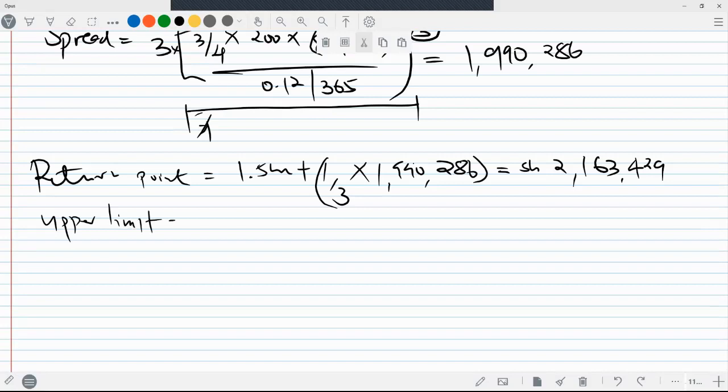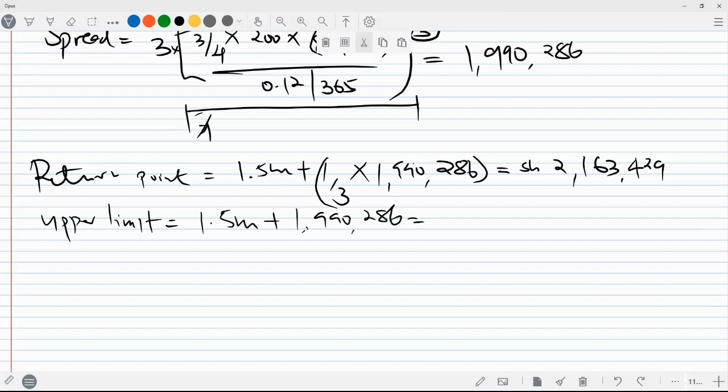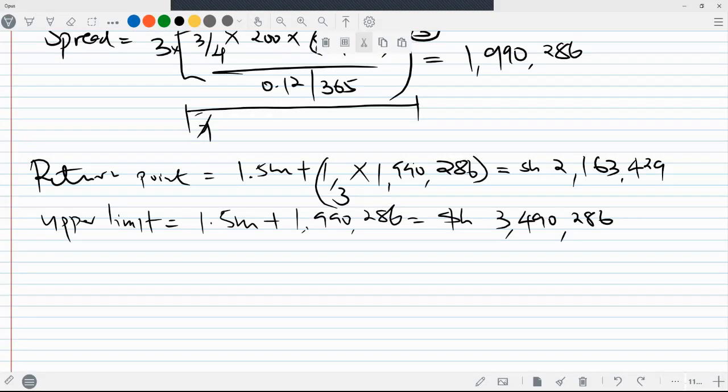The next we need to get, let's first get the upper limit. The upper limit is given as the lower limit 1.5 million plus the spread, which is 1,990,286. That gives us 3,490,286. Confirm the upper limit. It's correct. Thank you. Average cash balance.